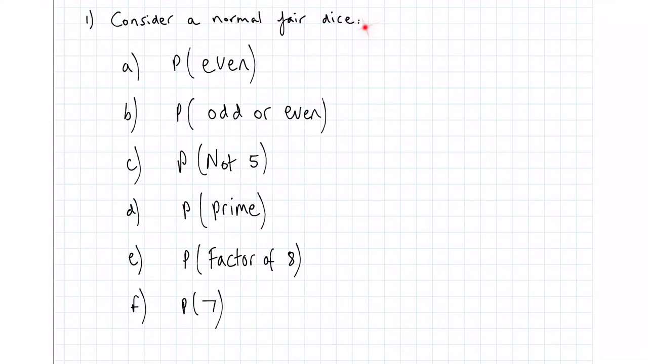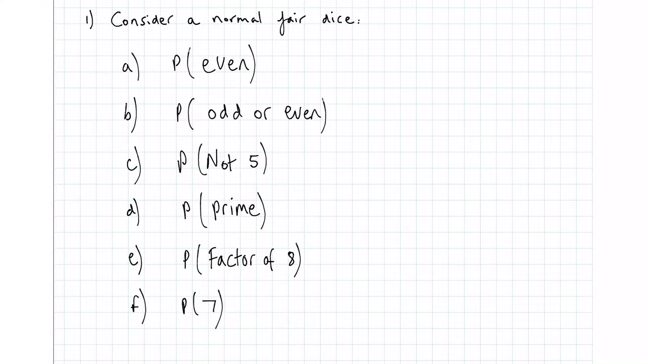So this question is a probability question, and it's asking you about a normal 6-sided fair dice. Some fairly simple probability questions just to kick off this homework. So what's the chance of it being even? What's the chance of it being either odd or even? We're assuming we're rolling this dice just once and looking at the top number.